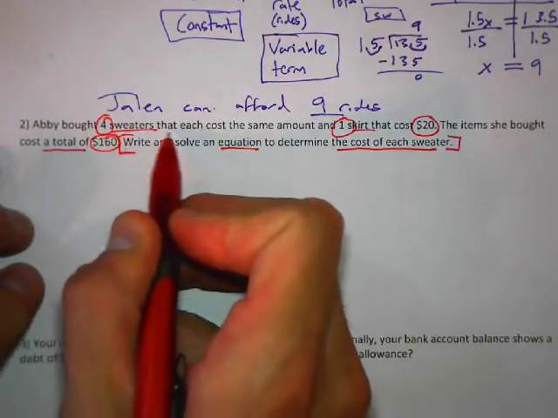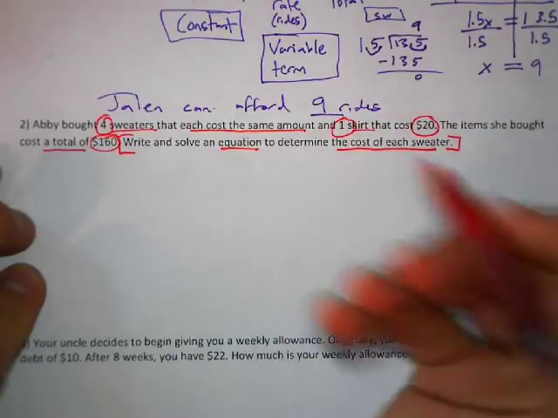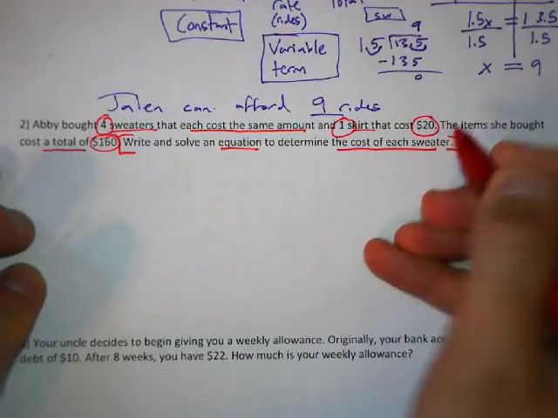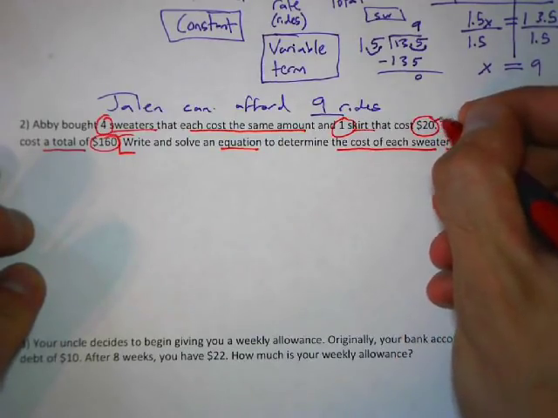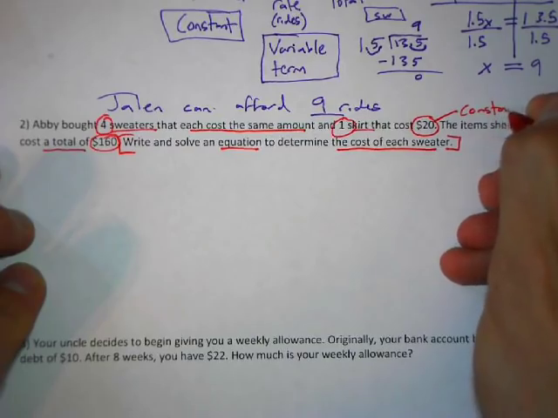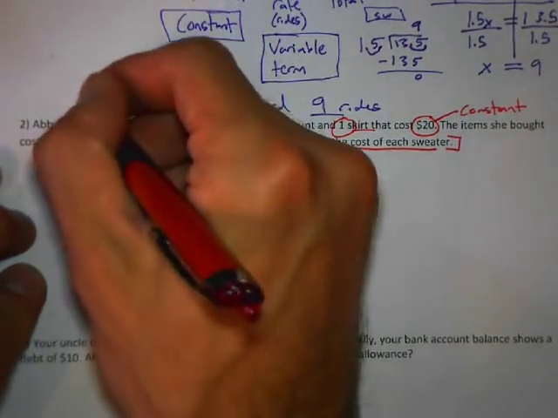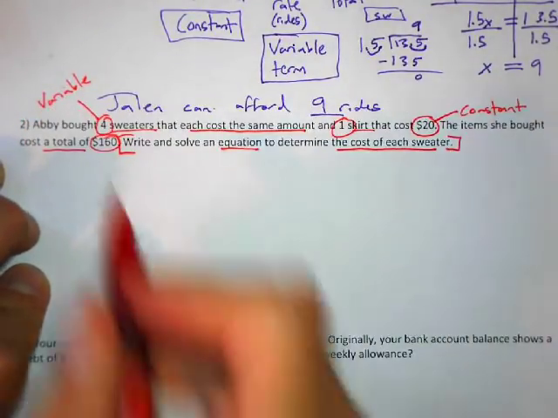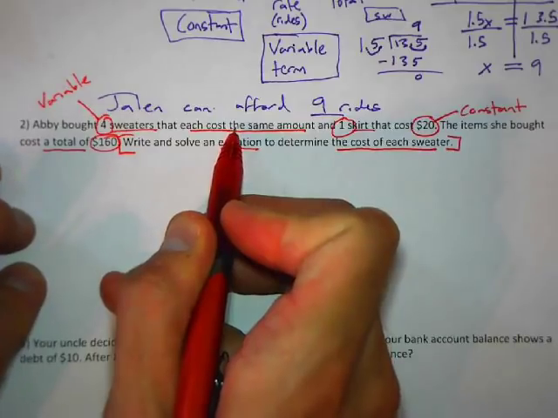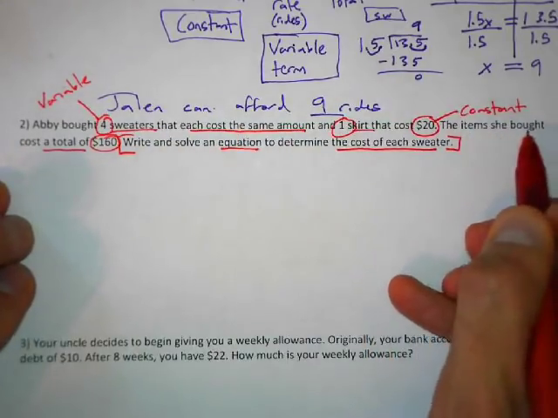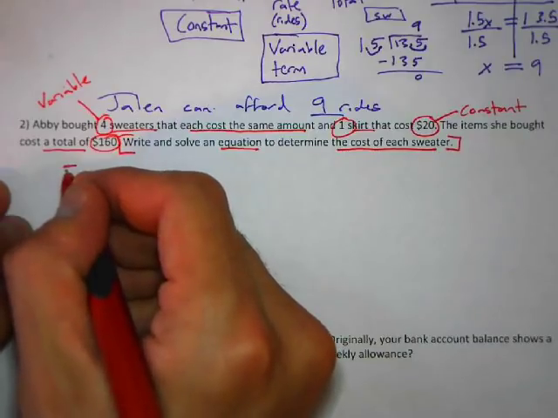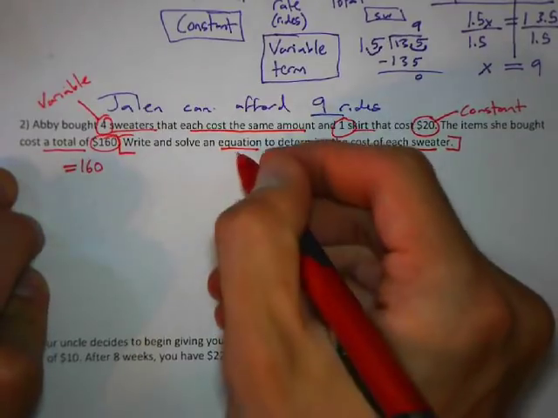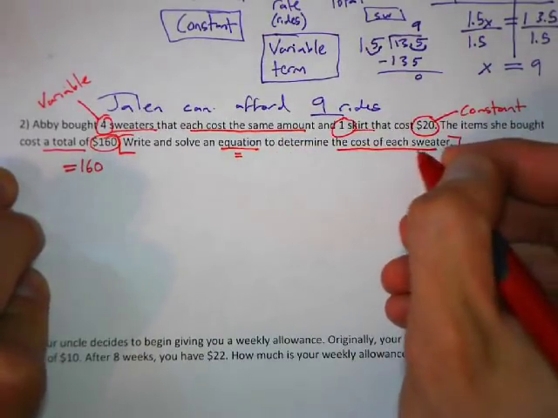Abby bought 4 sweaters that each cost the same amount. Okay, interesting. She bought 1 skirt that cost $20. So I'm already thinking, $20, 1 skirt, that's the constant. That's not going to change. But the 4 sweaters, I don't know how much they cost. That's the variable term. I have to multiply the 4 times however much they cost. The items she bought cost a total of $160. Well, total's a dead ringer for equals 160. My job is to write and solve an equation to determine the cost of each sweater.